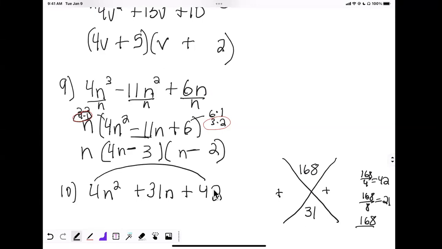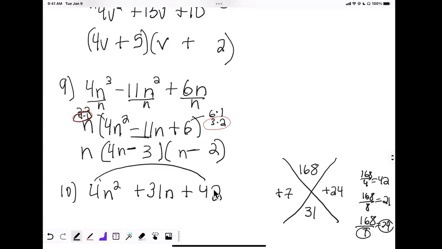168 divided by 16 is too much. What else can we divide by? Can't divide by 6. 7. It divides evenly. Let's see what it is. 168 divided by 7 is 24. And look, I just found it. 7 and 24 is 31. So one is going to be 7 and one's going to be 24.